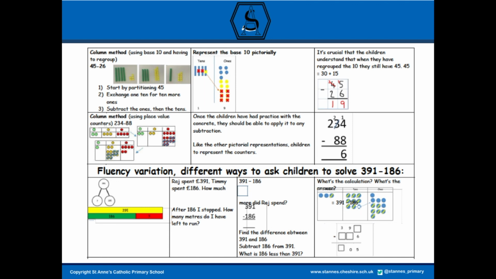Like the addition video, we've got some fluency variation and different ways to ask children to solve the problems. We've got word problems, part whole, bar model examples, we've got missing number examples, and on the very right hand column here at the bottom, it's a very, very tricky reasoning task that the children have to work out. It says 3 9 blank, take away blank blank 6 equals blank 0 5. That's a really tricky thing for the children to do, and it will show whether or not the children fully understand subtraction.